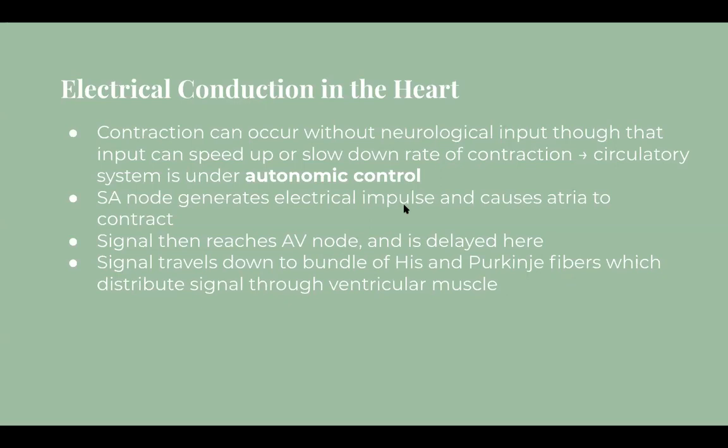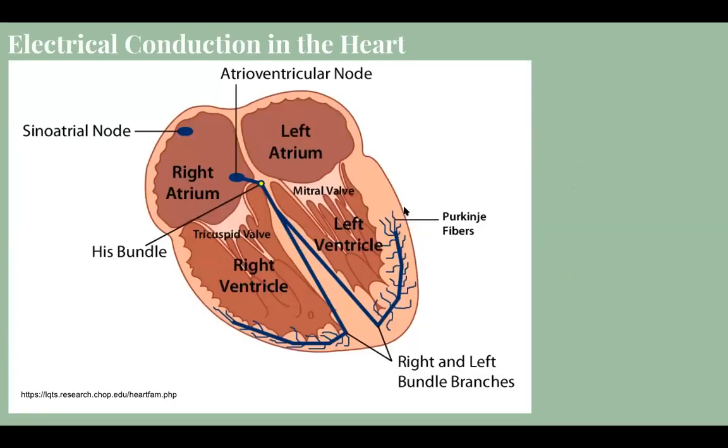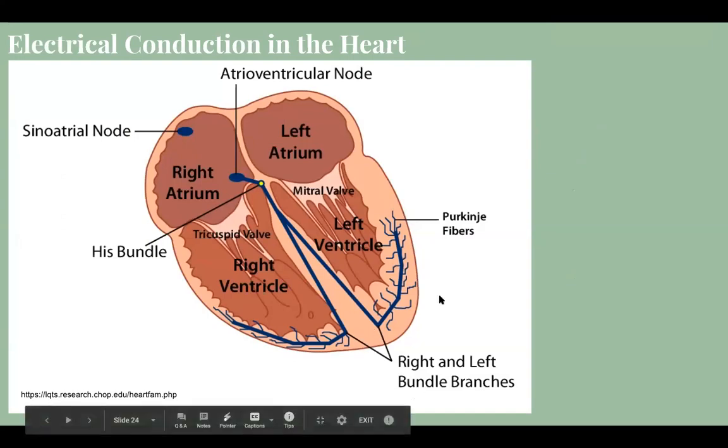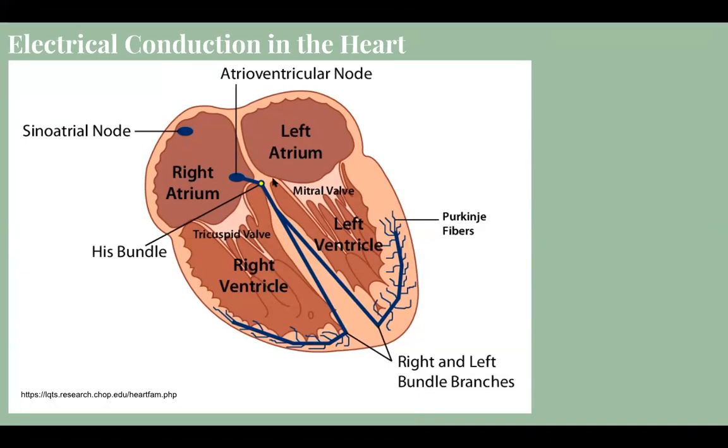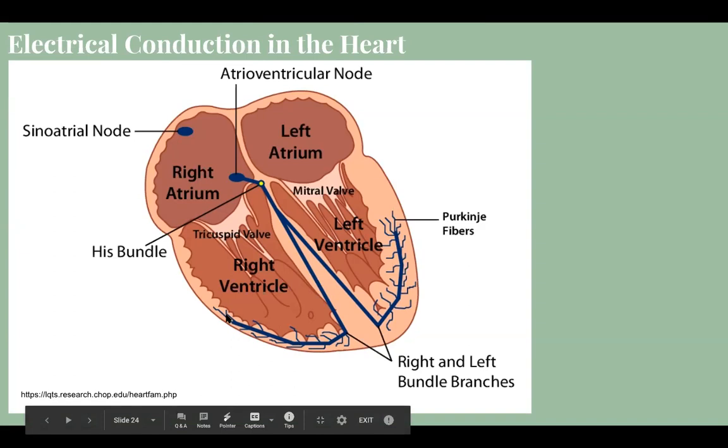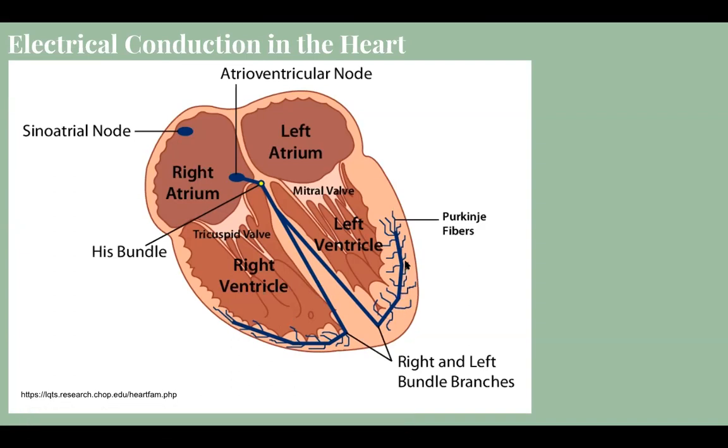So there's a question in the chat, what was the His bundle? Again, all of these four structures are just electrically excitable structures that maintain the rhythmic contraction of the heart. The His bundle is just one of these structures, and it receives the electrical signal from the AV node and passes that on to the Purkinje fibers. The Purkinje fibers then carry this signal on to the ventricles to allow them to contract. Is that okay?